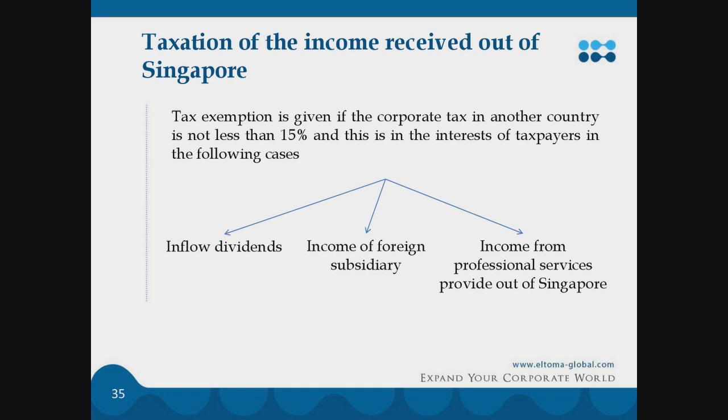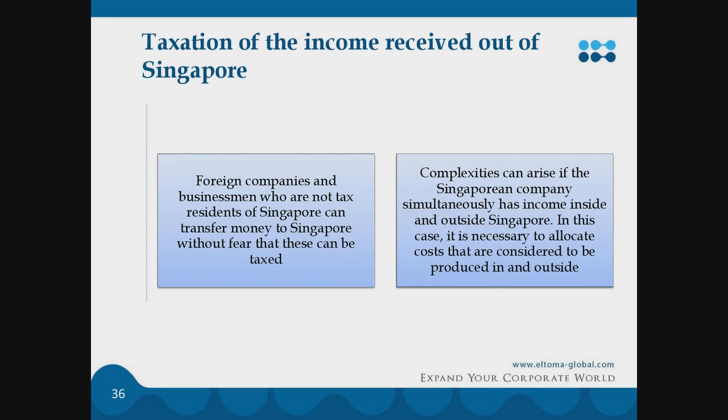Tax exemption on foreign income is given if the corporate tax in another country, our main rule, is not less than 50%. And this is in the interest of taxpayers in the following cases. It means inflow dividends received out of Singapore, income of a foreign subsidiary, and income from professional services provided out of Singapore. In these cases, we have tax exemption only when using our rule of 50%.